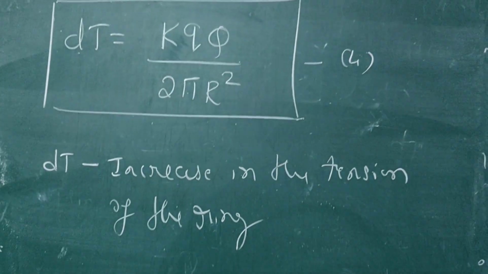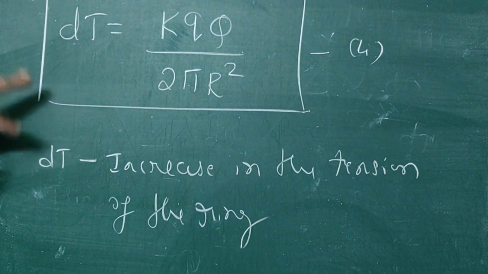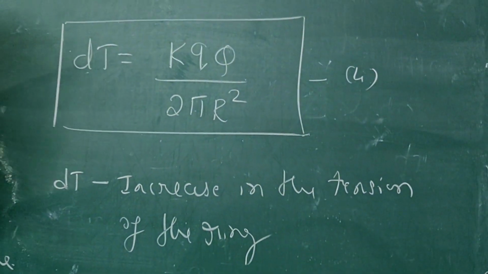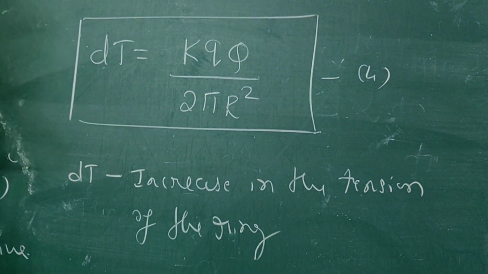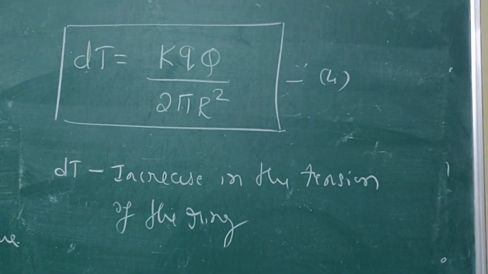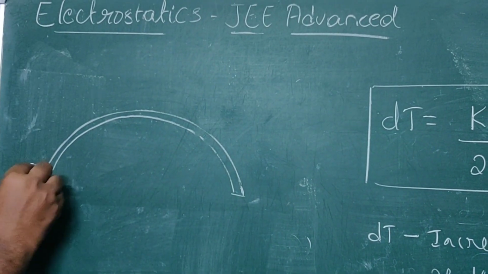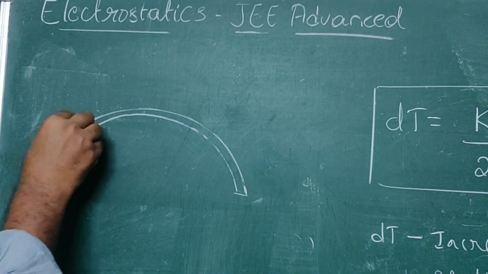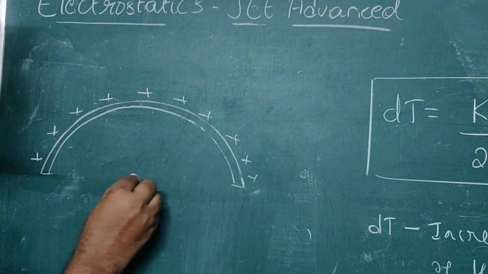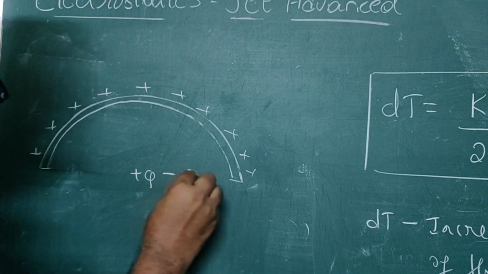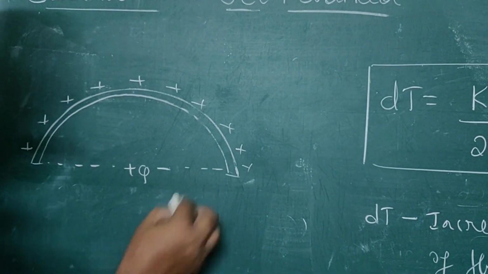So everywhere inside the ring, this much of increment will be there. This is the increase in the tension. Now let us go through the second question. What are they asking in the second question? Let us try to figure it out. Let us say this is the half part of the ring and positive charge is put on this. Here this is the radius.